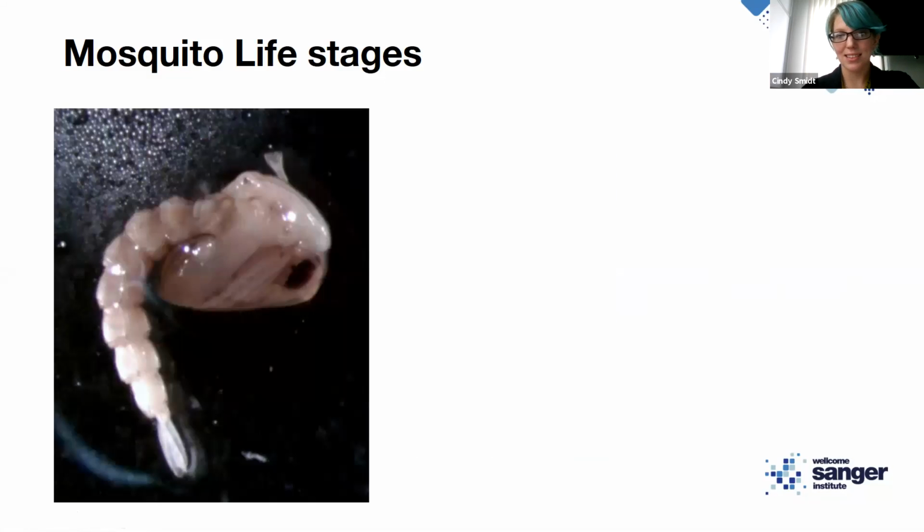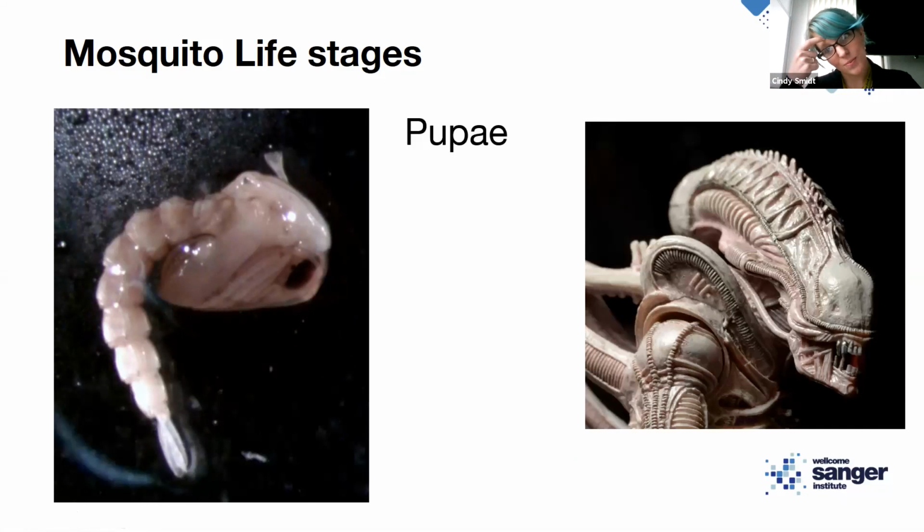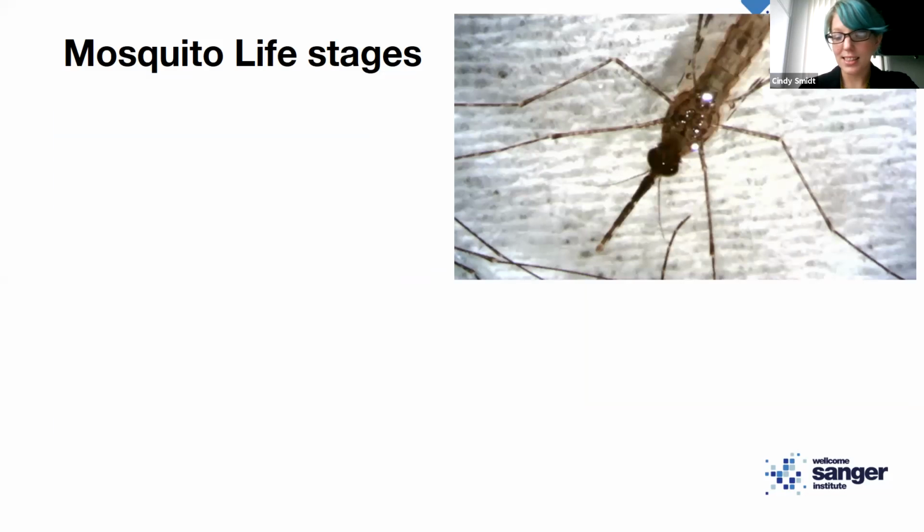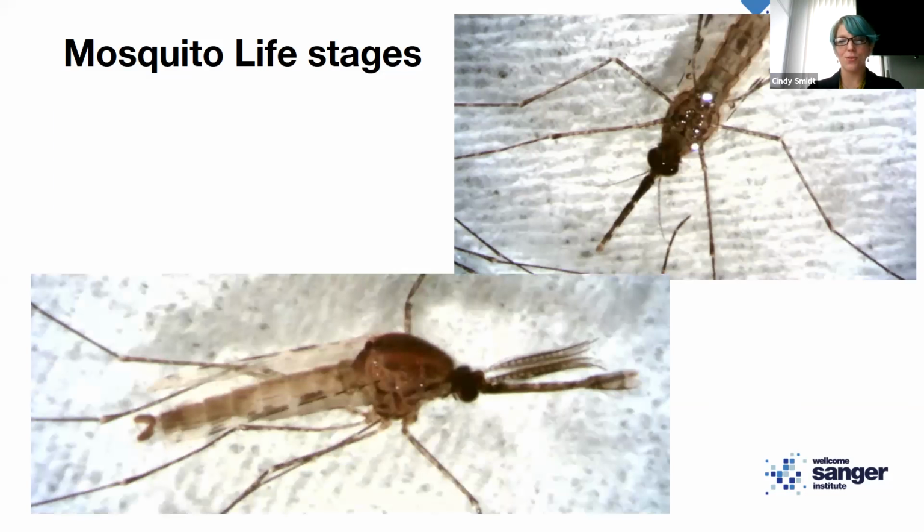And here's our little pupae, which you might recognize the design from a very famous film. I don't know if that's where they got their inspiration, but it looks pretty much like them, little aliens. And this is the stage that they go through before they become adults. Now let's see if you can identify. Question for you, which one is the male and which one is the female?